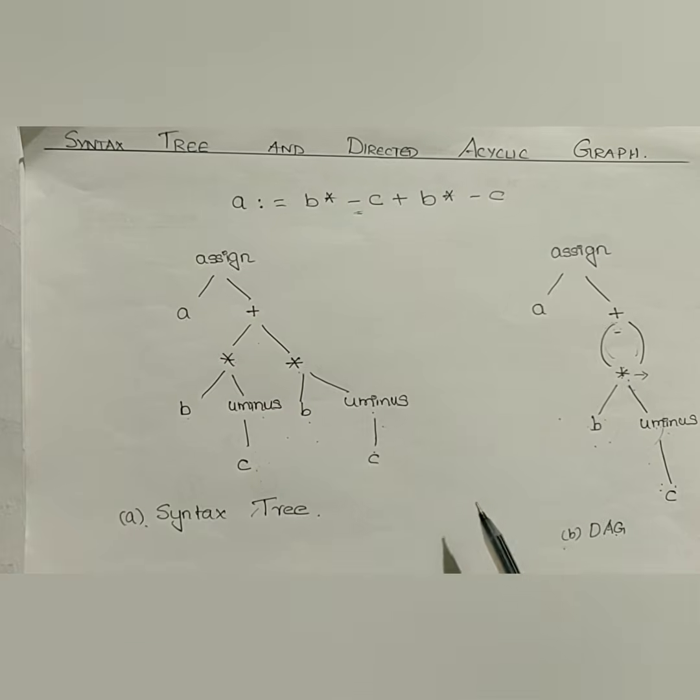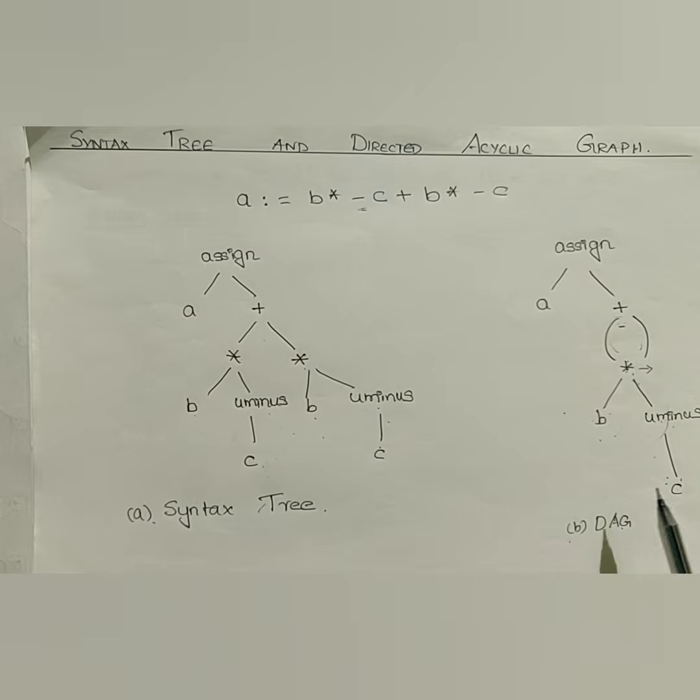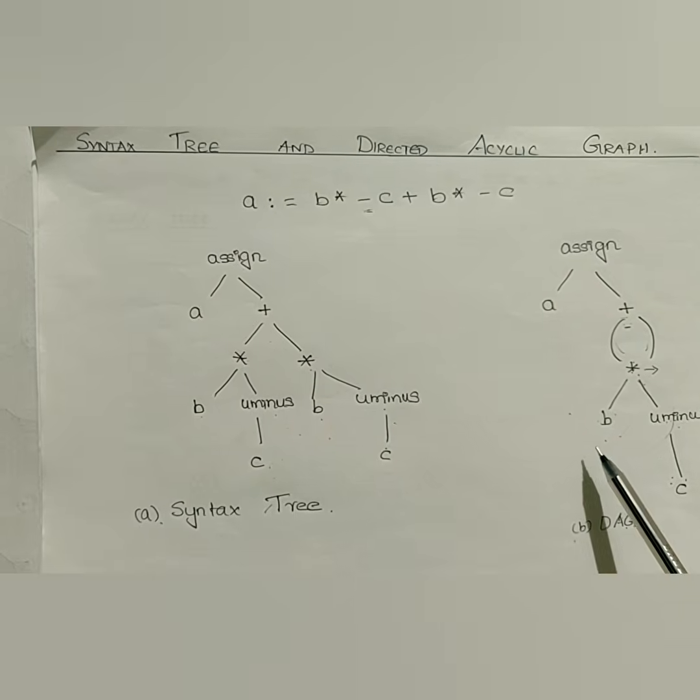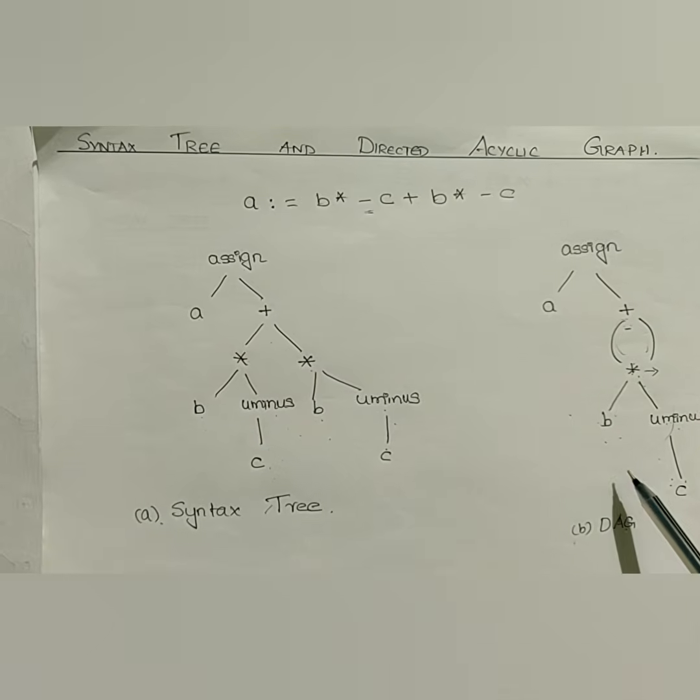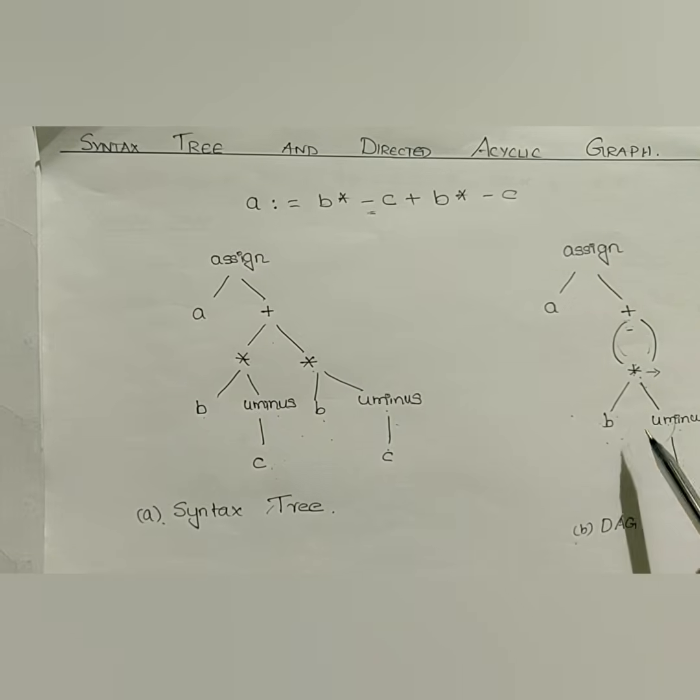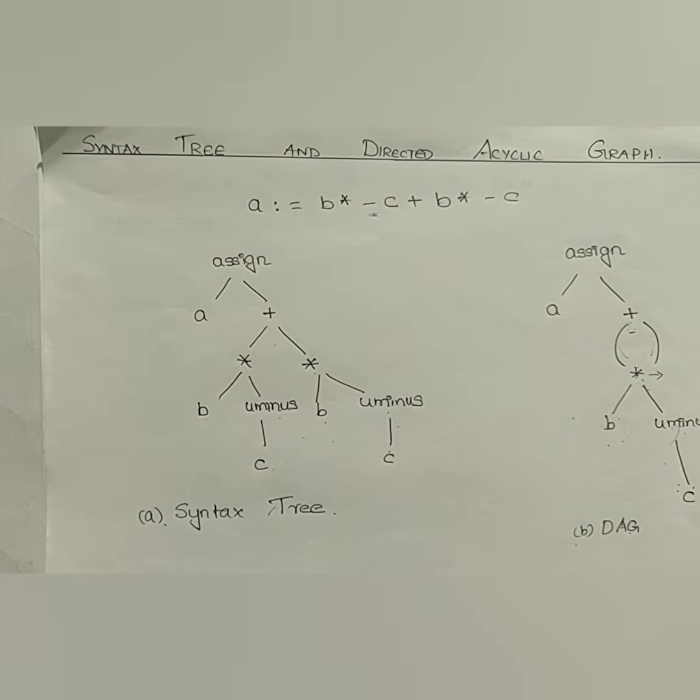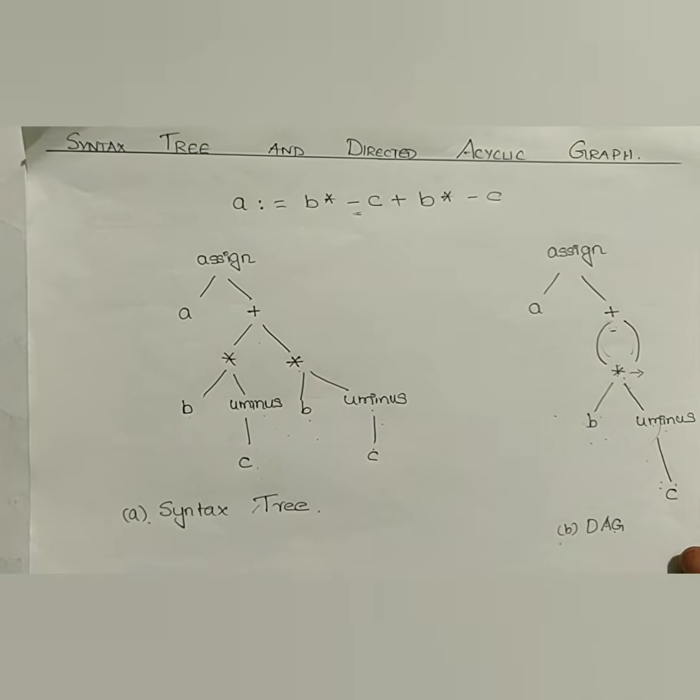This example was already covered in my previous video, where I spoke about the definition of a syntax tree, the definition of a directed acyclic graph, and the difference in their representation. The main difference is that in a directed acyclic graph we will not be repeating any variables. For example, comparing these two structures, B star C is repeated in the syntax tree, but it is used only once in the directed acyclic graph. If you have not seen my previous video, I have given the link in the description box, kindly check that. Now let's move on to the example.